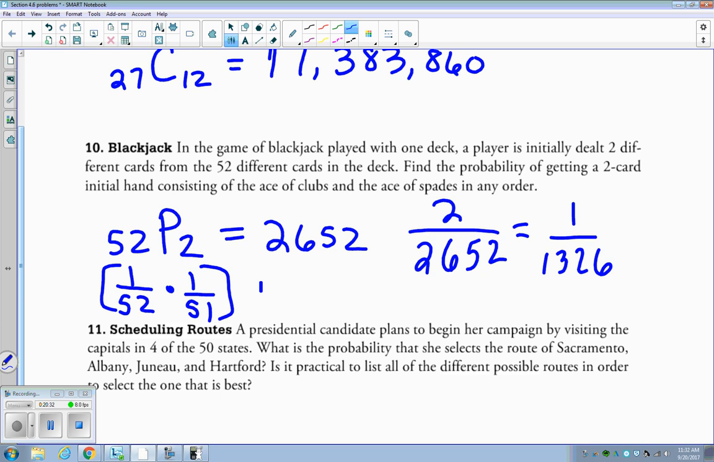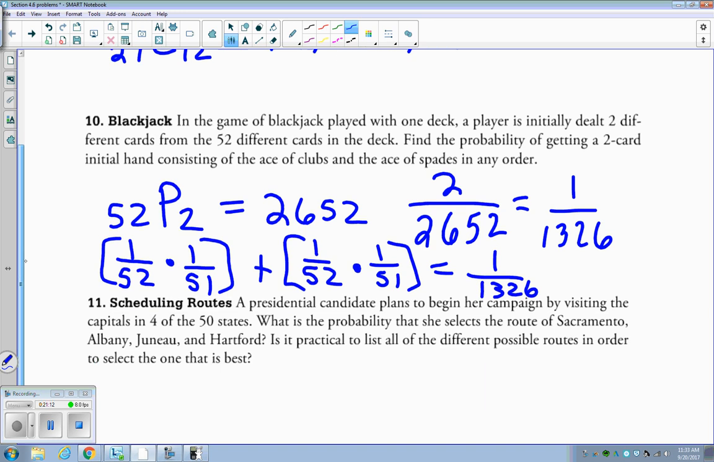Or, plus, I could say 1 being the ace of spades drawn first out of 52, times, because it's "and," the ace of clubs, 1 out of 51, being drawn the second time. And if you do this, guess what you're going to get? 1 out of 1,326. So either way absolutely works. Very good. Good thinking.